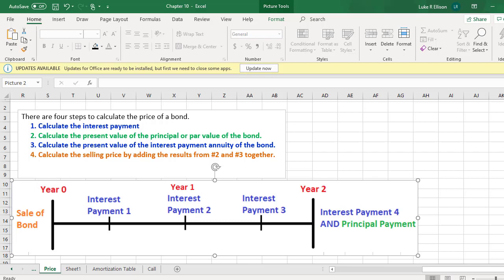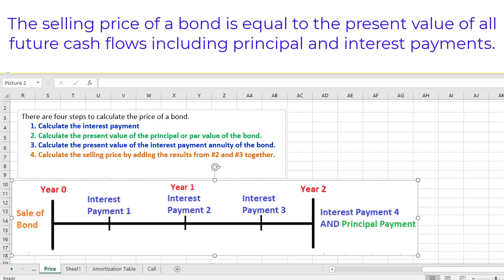Finally, step 4 is just to calculate the selling price, and that's by adding up the numbers from step 2 and step 3. Sometimes you'll hear that the selling price of a bond is the present value of all future cash flows. Well, there are 2 types of future cash flows. One is the principal, which you calculated in step 2, and then the interest, which we calculated the present value of in step 3. So if we add these 2 present values together, we're going to get the price of the bond.